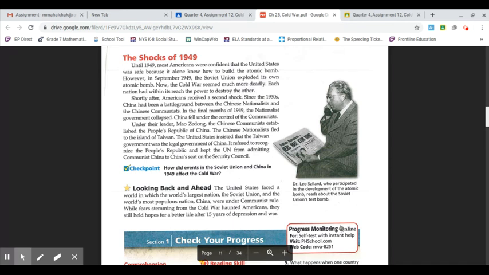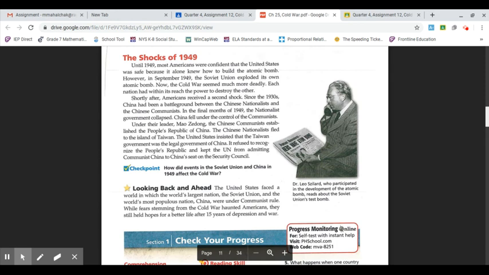Shortly after, Americans received a second shock. Since the 1930s, China had been a battleground between the Chinese nationalists and the Chinese communists. In the final months of 1949, the nationalist government collapsed. China fell under the control of the communists. Under their leader, Mao Zedong, the Chinese communists established the People's Republic of China. The Chinese nationalists fled to the island of Taiwan.